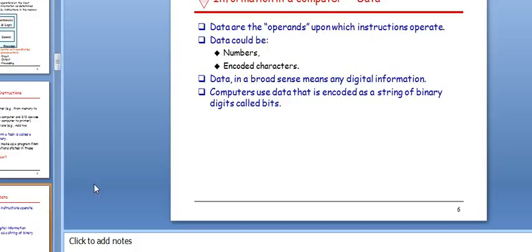What do the instructions operate upon? We can see this part next, and we can continue with that part next.